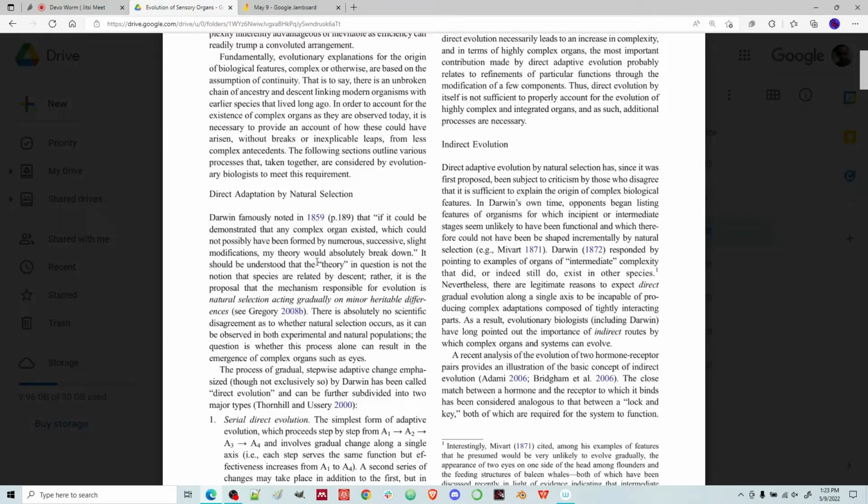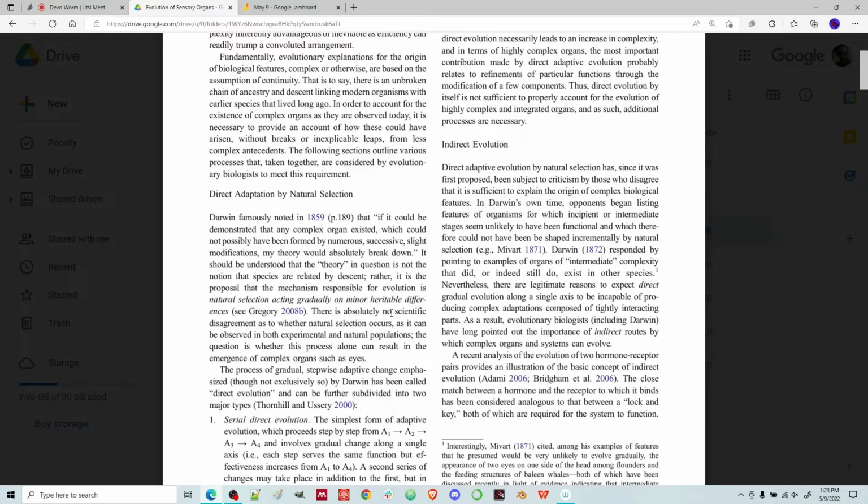So it should be understood that the theory in question is not the notion that species are related by descent. Rather, it is the proposal that the mechanism responsible for evolution is natural selection acting gradually on minor heritable differences. So this is something that we have to remember, is that it's not so much that they're related by descent. It's that natural selection is actively acting in every lineage to modify these things.